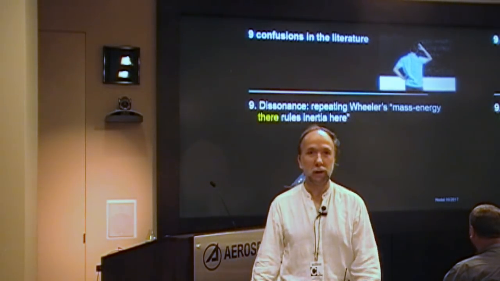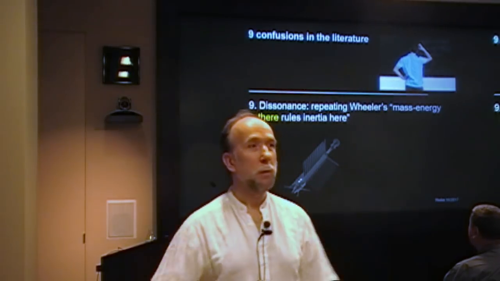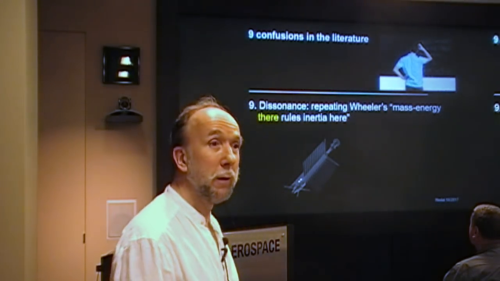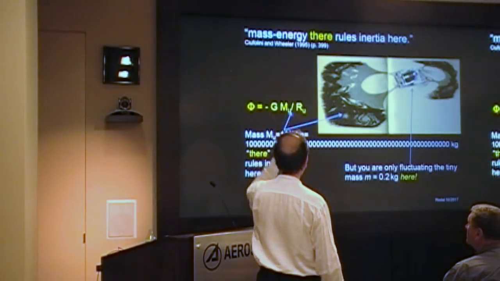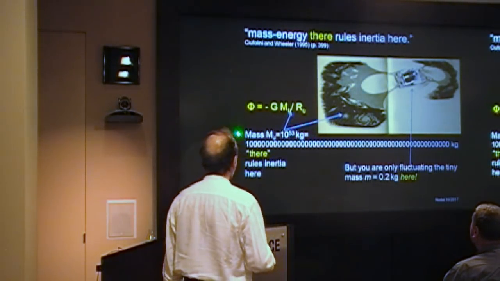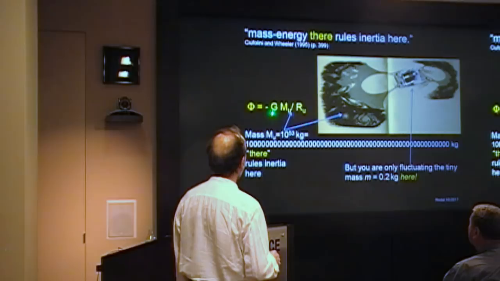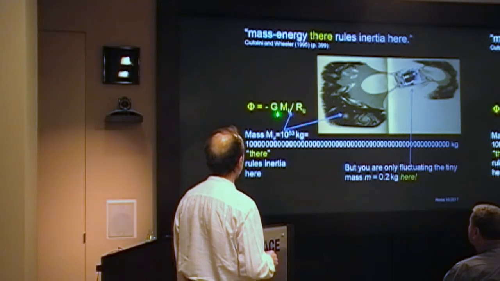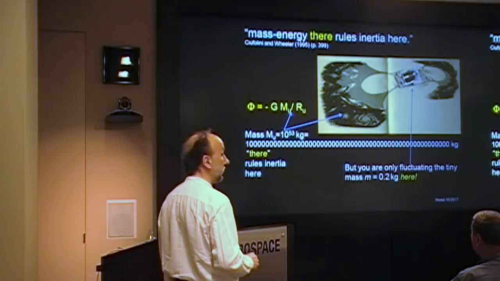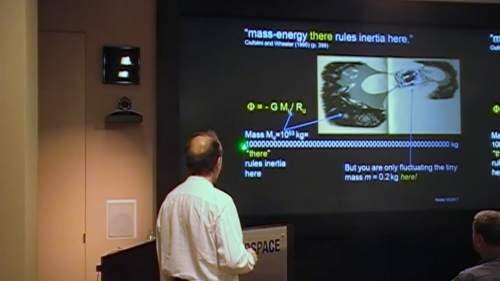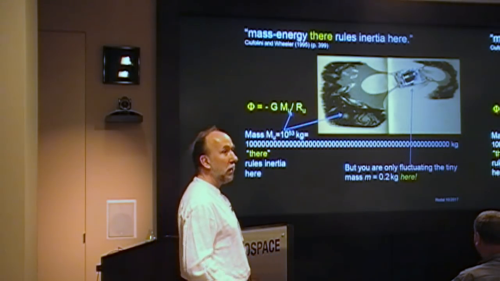Actually, in our NIAC grant, I saw that we had that in our poster. And I saw, well, there's a big problem with this. So capital phi goes like, let's say, use a coefficient of one here, capital G times the mass of the universe divided by the radius of the universe. The mass of the universe is 10 to the 53 kilograms, a huge number.